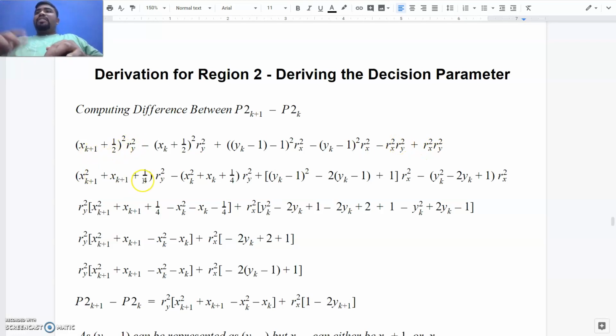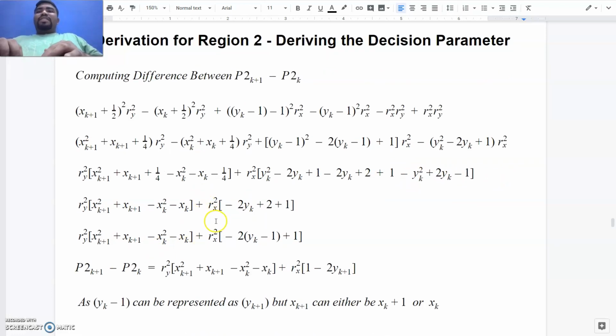When we start expanding this particular equation, this is a plus b the whole square kind of thing. This is again a plus b the whole square. Similarly, this is a minus b the whole square. That is what we are expanding, and this is the same, a minus b the whole square. So when we expand this, we take the ry square terms together, that is outside over here. Similarly, for this entire thing, we take rx square terms together, which is here, and then we expand. When we expand, we get something like this.